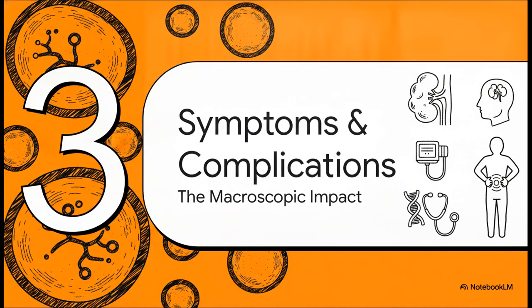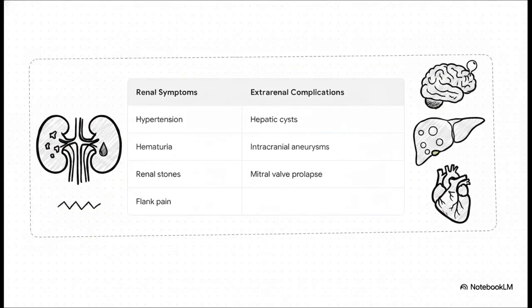Section 3. Symptoms and complications. What is the macroscopic impact on the patient? As we zoom out, there is a stark contrast between the localized kidney issues and the extensive extrarenal complications that make this a true multisystem disease.